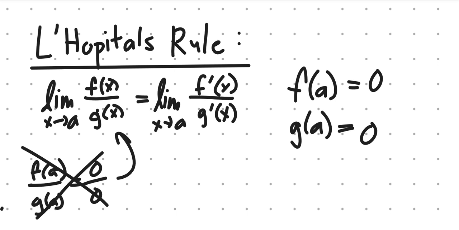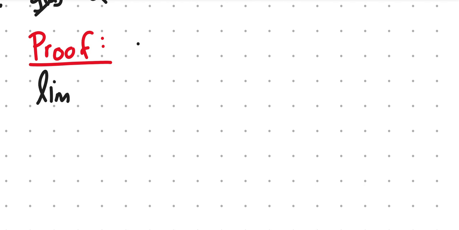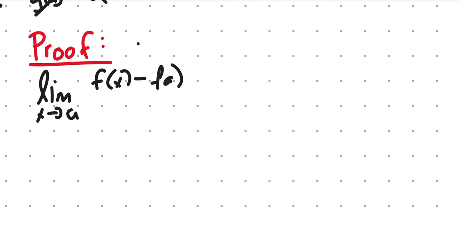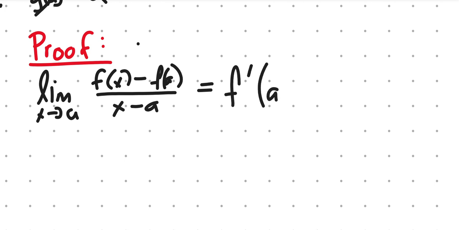Now, since I already talked about the definitions, I'm going to prove this. Before we prove this, let us recall a very important equation: the limit as x approaches a of f of x minus f of a divided by x minus a is equal to the definition of the derivative, f prime of a.